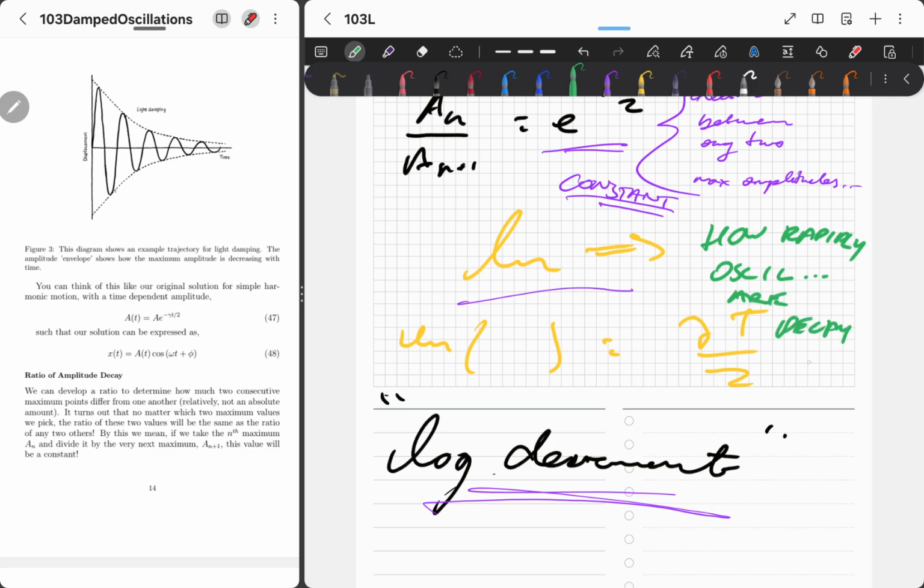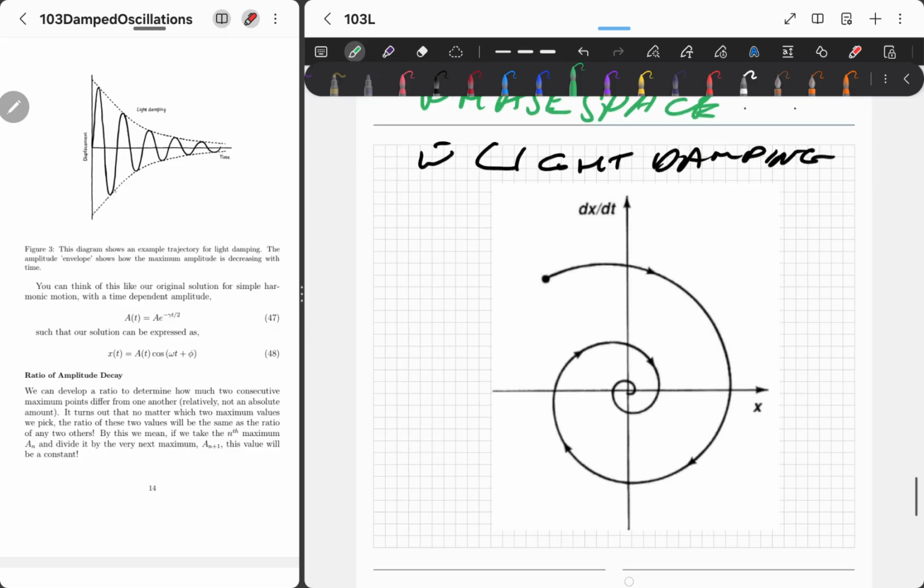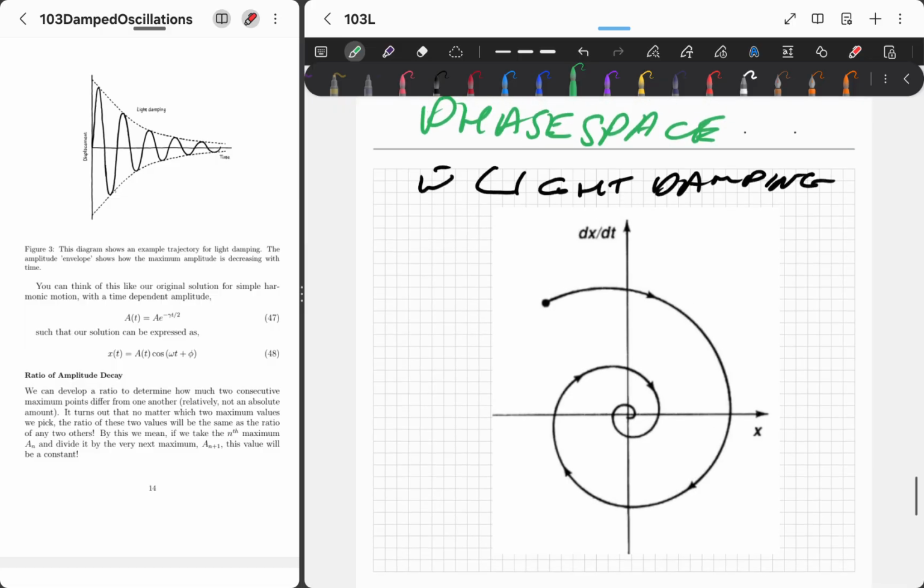What else about light damping? Well, phase, right? It's a spiral, very different than when we talked about simple harmonic motion, which was just a perfect ellipse. Here we have a spiral where the motion spirals into the center. So light damping, pretty cool stuff that we can talk about. It's kind of like the oscillations before, where we just oscillate to the center.